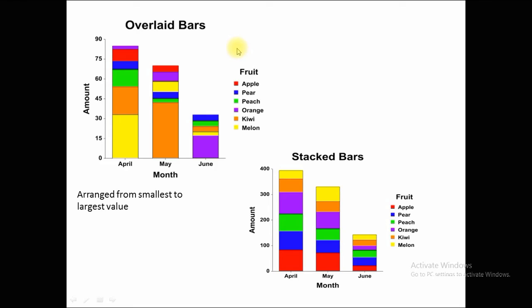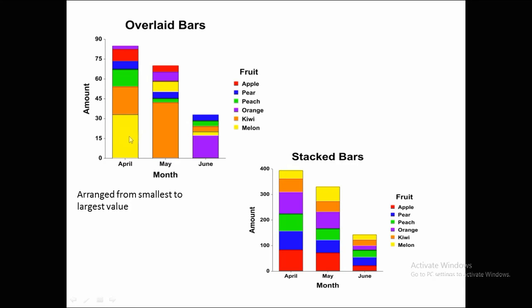Now, overlaid bars and stacked bars. Overlaid bars and stacked bars are similar, but there is only one difference between these two. The difference is that in the overlaid bar, put the quantity which has the least value in the given data at the bottom, and then arrange the bar for each quantity from smallest to largest.